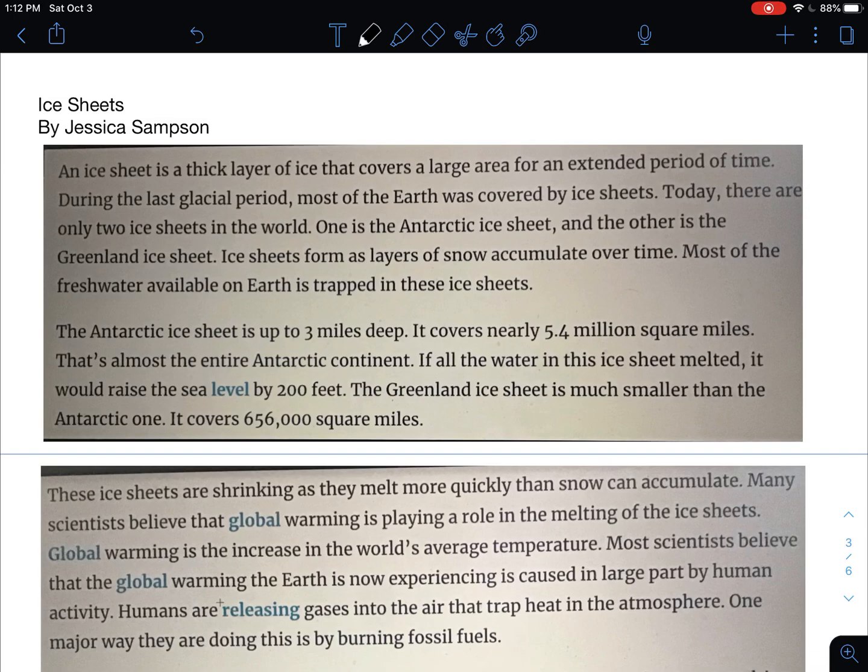Ice sheets form as layers of snow accumulate over time. Most of the fresh water available on Earth is trapped in these ice sheets. The Antarctic ice sheet is up to 3 miles deep. It covers nearly 5.4 million square miles. That's almost the entire Antarctic continent. If all the water in this ice sheet melted, it would raise the sea level by 200 feet. The Greenland ice sheet is much smaller than the Antarctic one. It covers 656,000 square miles.